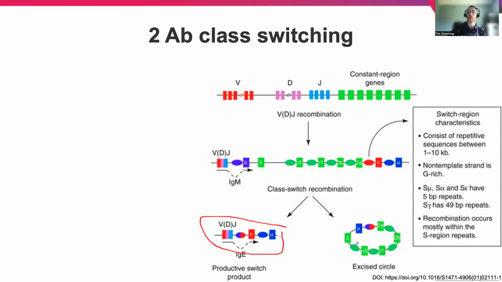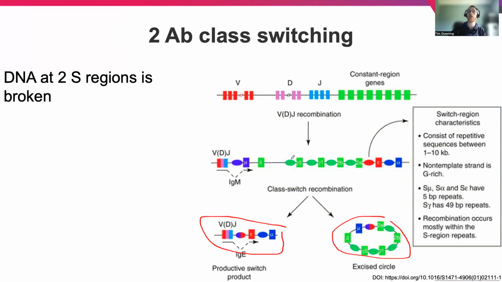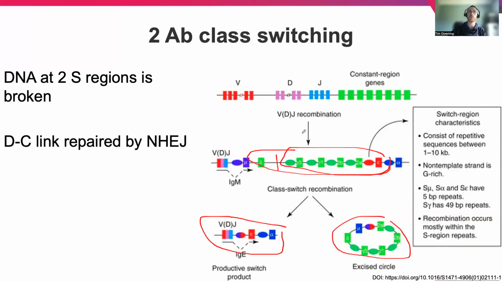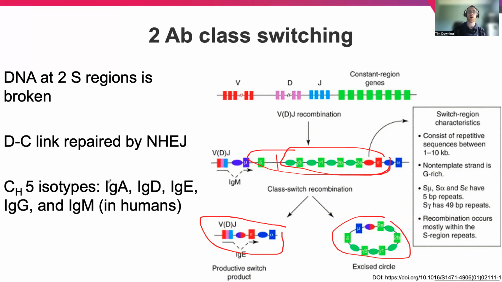What we'll end up with at the end is the class switch product here, and then the deleted region is left over as well. That happens after the DNA at the 2 S regions is broken, and this whole segment is taken out. The link is repaired by non-homologous end joining. And then for the constant region, we've got 5 different isotypes: A, D, G, E, and M in humans, and in other organisms it might be different.